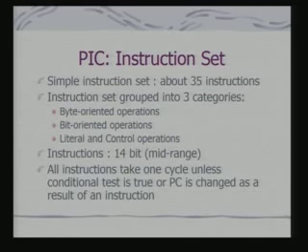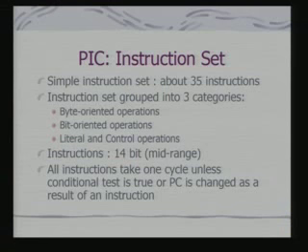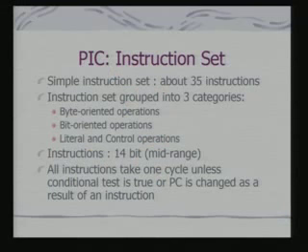In the last class, we studied the architecture of the PIC processor. Today, we shall look at the instruction set of the PIC family of processors. PIC has a very simple instruction set. Typically, it has about 35 instructions. These instructions can be grouped into three categories: byte-oriented operations, bit-oriented operations, and literal and control operations.